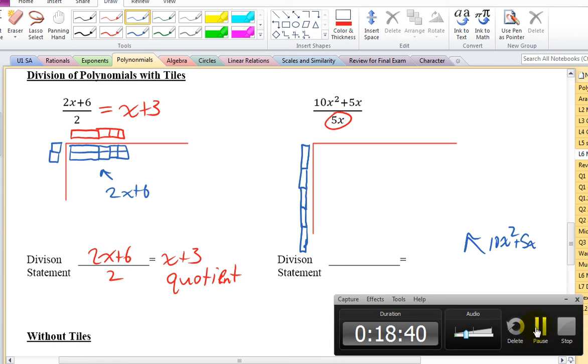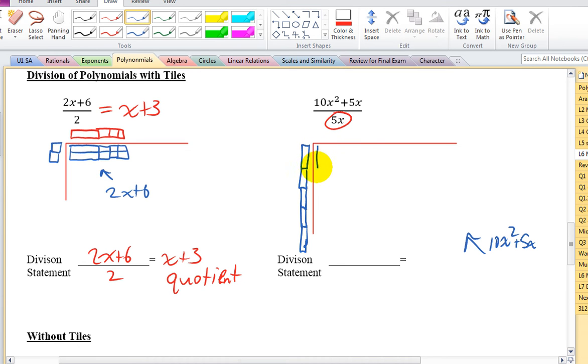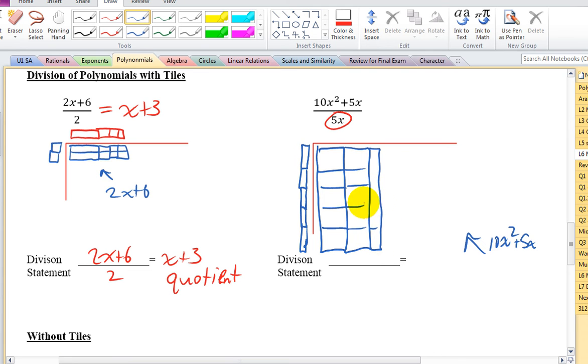Give it a shot. So, how many x squareds would I have in this group? 5. Okay, so you've got to match up your 5x squareds. But I have 10, so where should I put the other 5? Next to it, okay? And then my 5x's, just tack on beside.